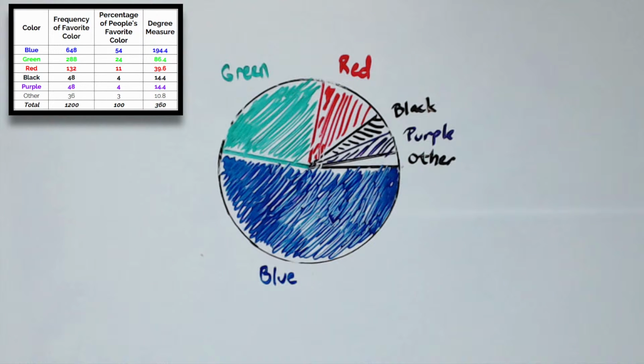As you can see, it's not very exact. The coloring's not exactly perfect on it. It's just supposed to be a rough idea to learn how to make pie charts kind of the old-fashioned way. So that's how to make it by hand.